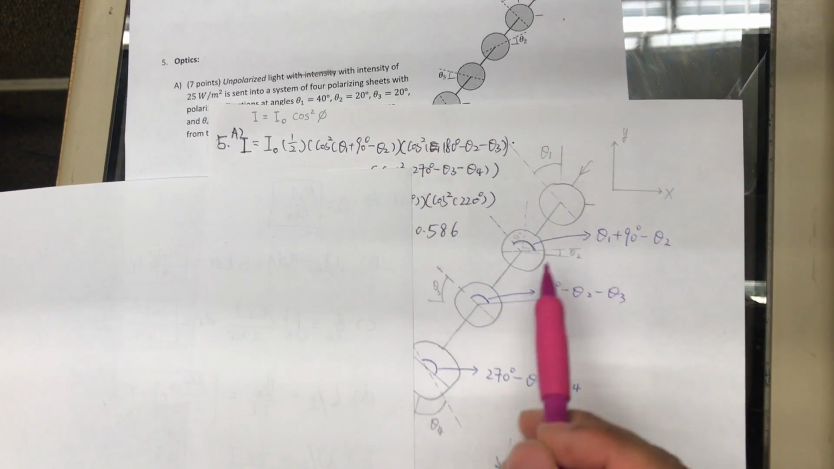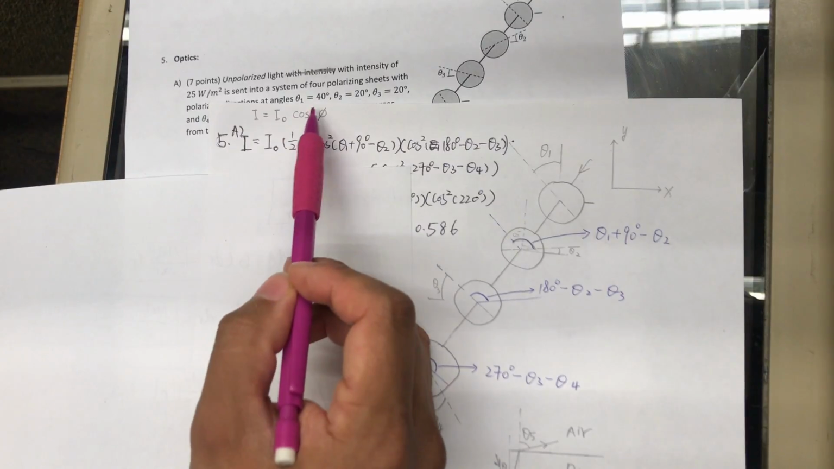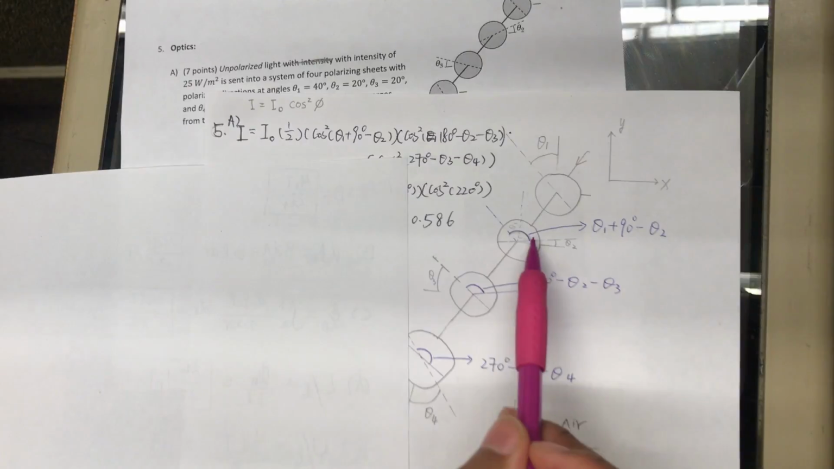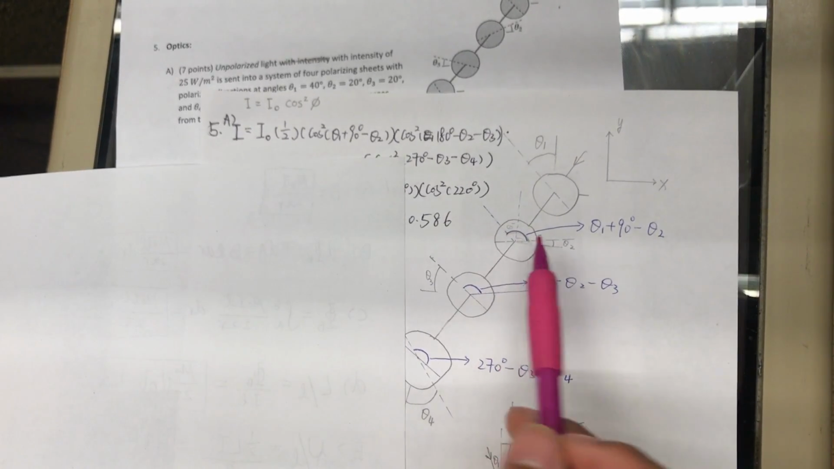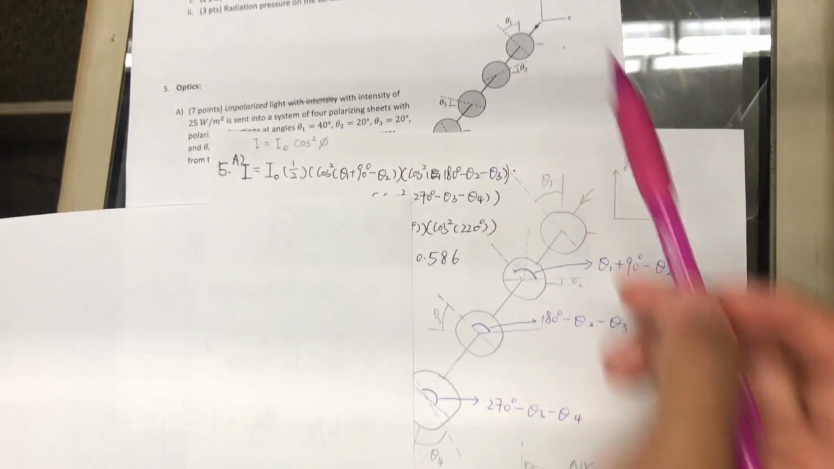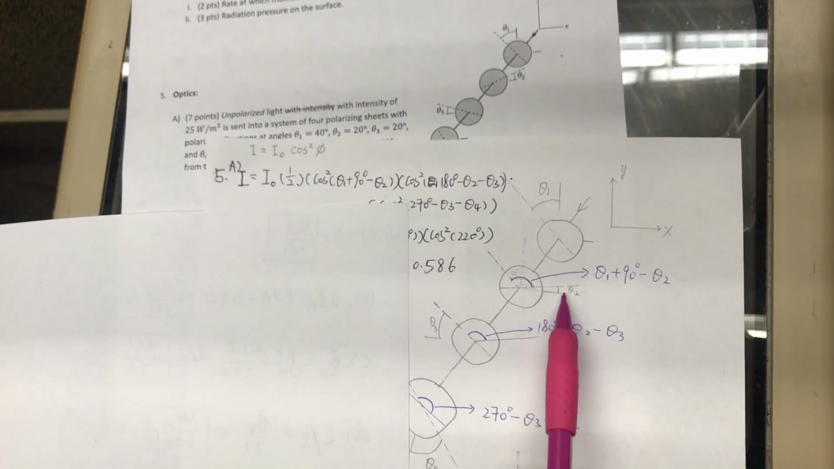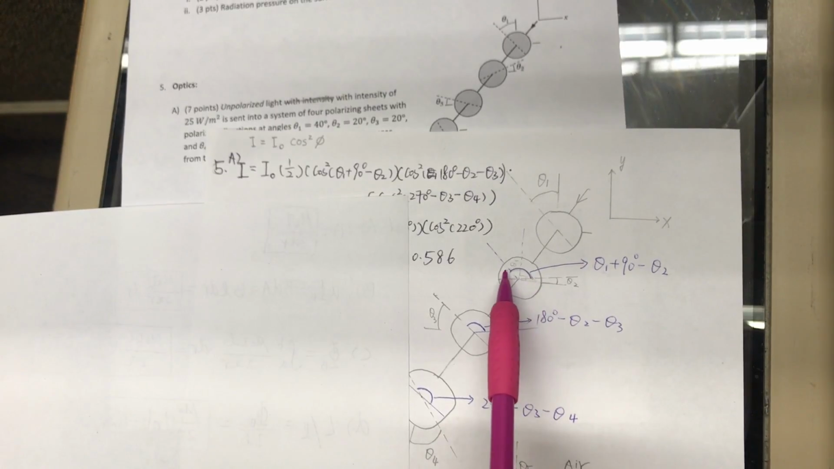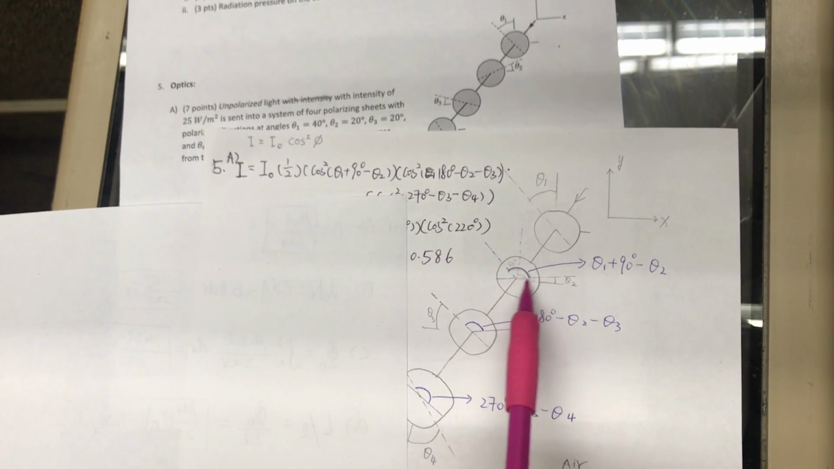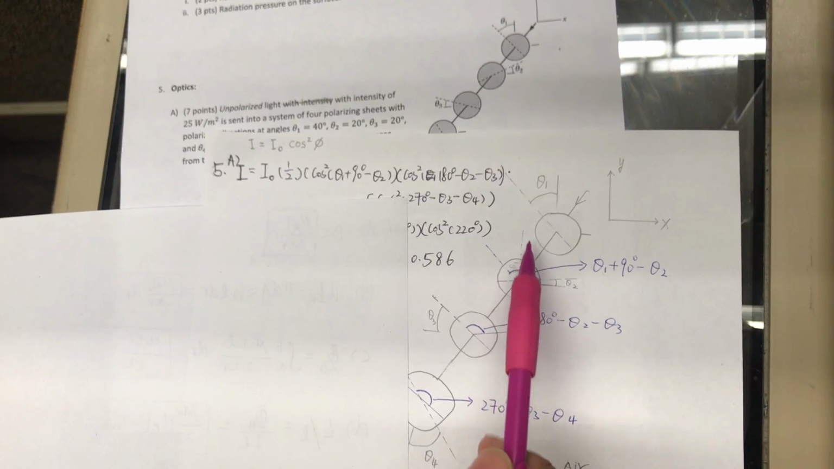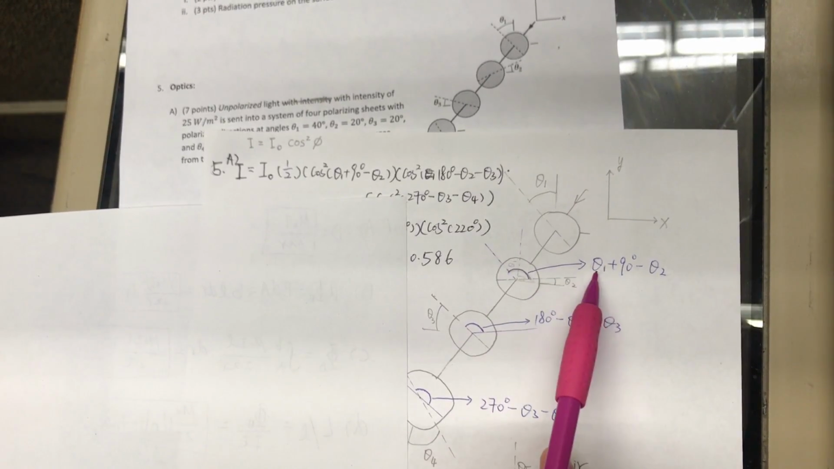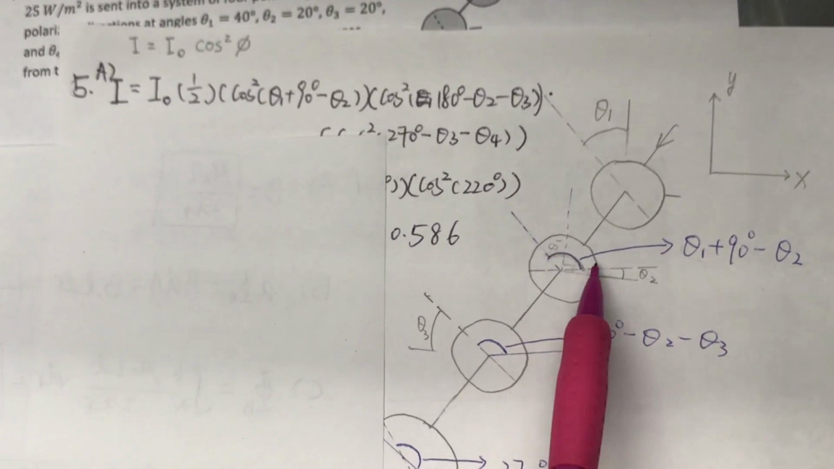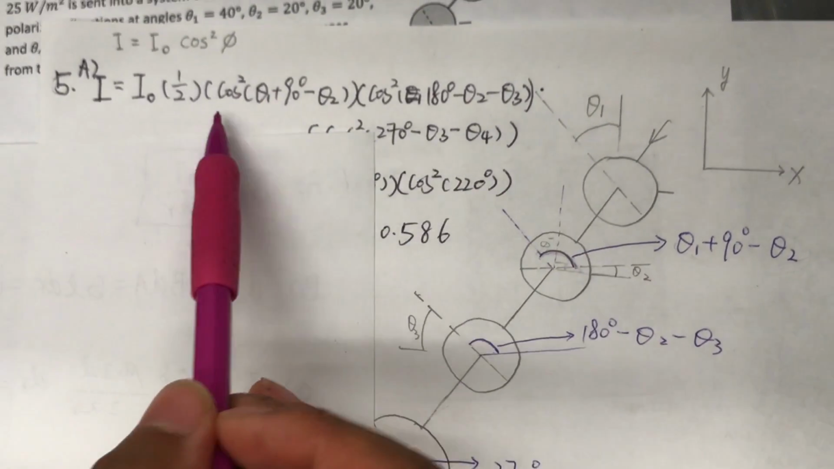Next, we actually use this equation, cosine squared phi. Phi equals this angle. So how do we measure this angle? Well, we're given theta 1 and theta 2. So this angle, this being a right angle, will be 90 plus theta 1 minus theta 2. That will be our phi, and that is what we plug into the equation.